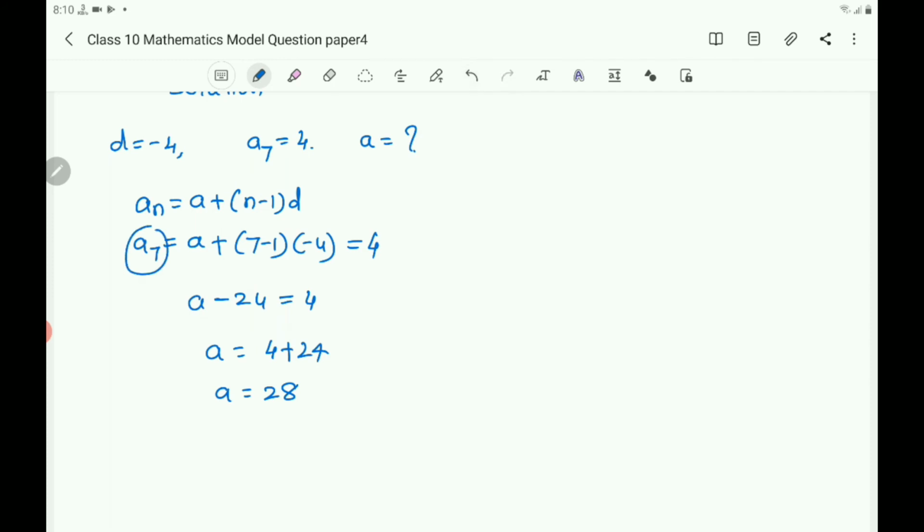Then a7. a7 is a plus, in the place of n you write 7 minus 1, d is minus 4, that equals 4. So you write a only, and 7 minus 1, 6. 6 4s are 24, but it becomes minus 24. Here also you can write one more step, that is a plus 6 into minus 4 equals 4. Then you write a minus 24, as 6 into minus 4 is minus 24. That also one step you can write extra.